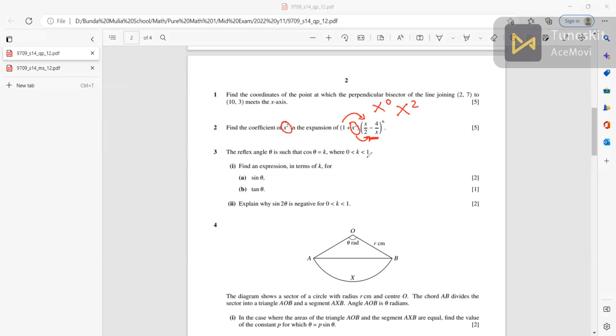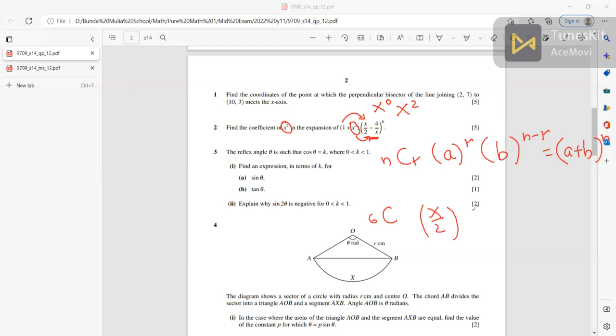For the binomial expansion, we know that it is nCr, combination r, times a to the power of r, times b to the power of n minus r. It is like a plus b, power of n. The n, we can see, is the power of 6. So 6 combination r, we just leave the r first. We put the a first: a is x over 2, and b is minus 4 per x.